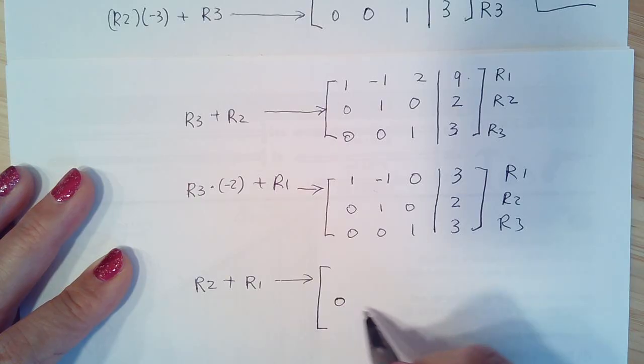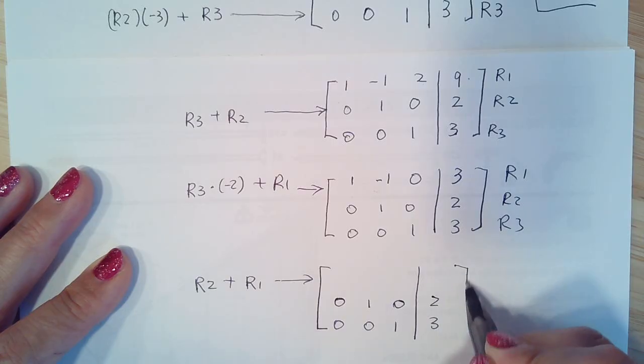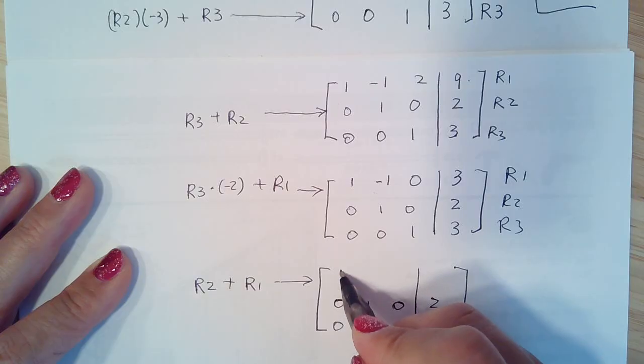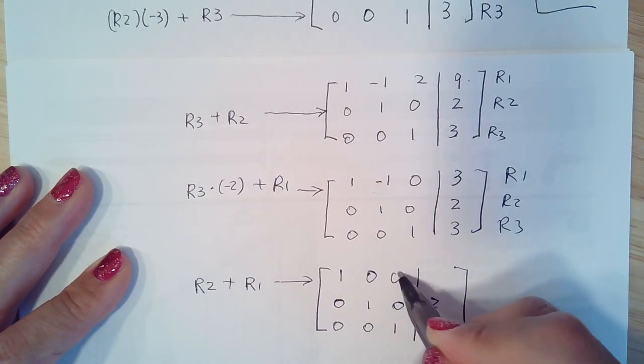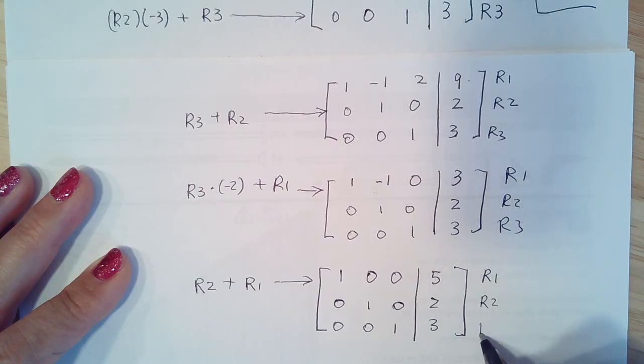And R2 and R3 will not change. So see, you add this to that. So 0 plus 1, which is a 1, and that's a 0, and here's a 0, and here's a 5. So that's my new R1, R2, R3.